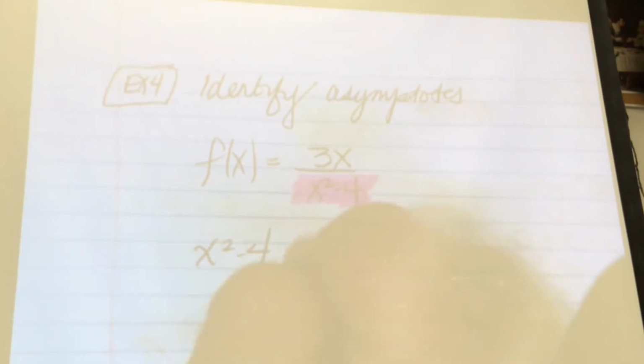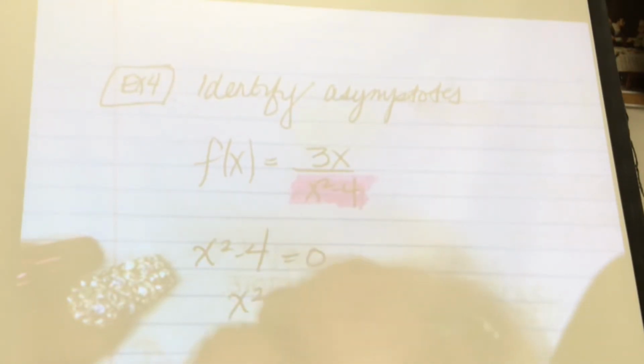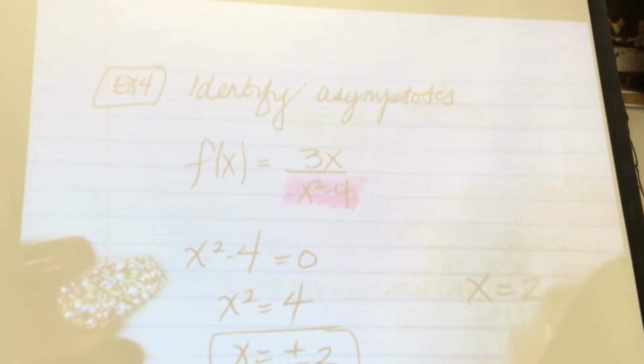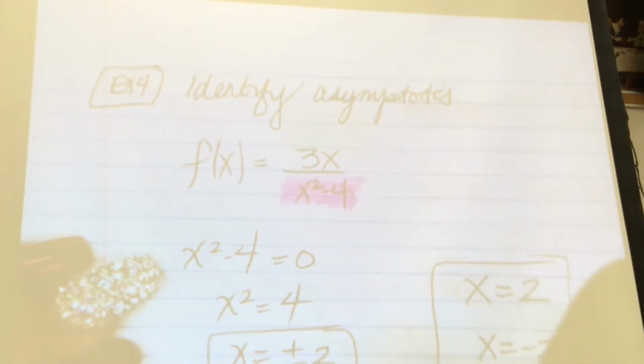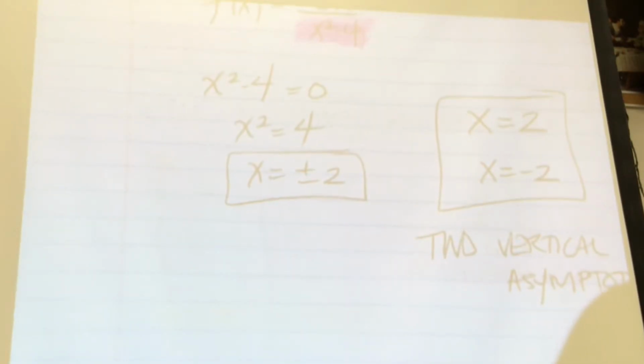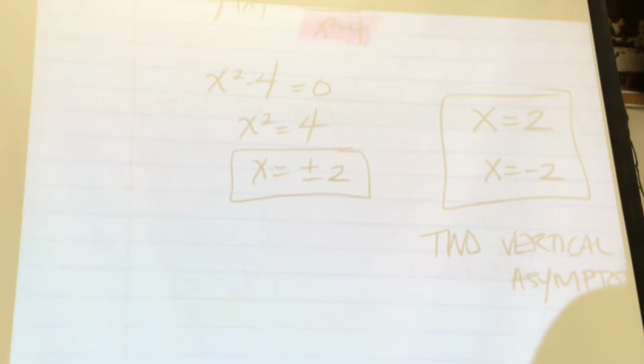So I'm going to set x squared minus 4 equal to 0. That means x squared is equal to 4. That means x is equal to plus and minus 2. That means you have an asymptote at 2, and you have another one at -2. So you have 2 vertical asymptotes. Part of tonight's homework is for you to just identify the asymptotes.